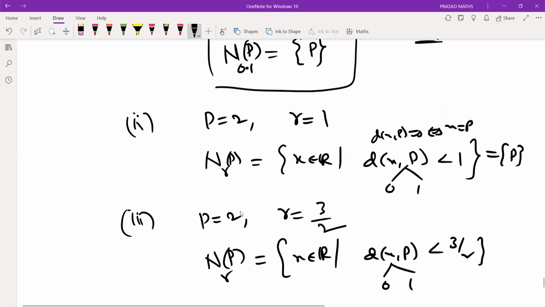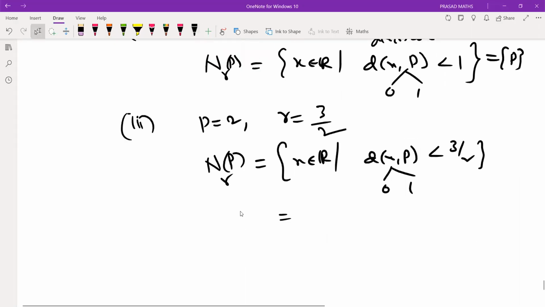See what this means. Here there are two possibilities: distance between x and P equal to 0 is possible, and distance equal to 1 is possible, and that holds if and only if x is not equal to P.